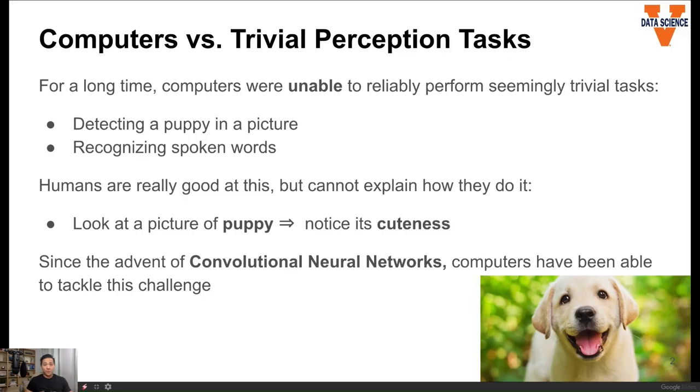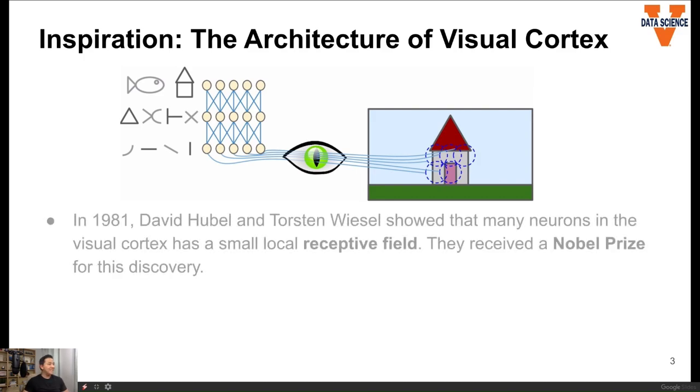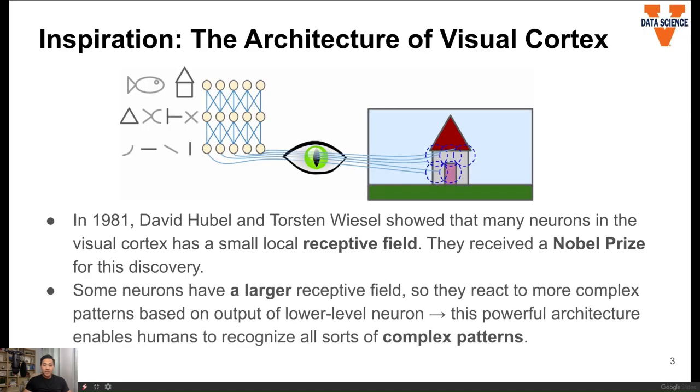Since the advent of convolutional neural networks, computers are now able to tackle this challenge, with a bit of inspiration from the architecture of the human visual cortex. In 1981, David Hubel and Torsten Wiesel showed that neurons in our visual cortex have a small local receptive field. What that means is that our brain recognizes small patches in the image that our eye perceives. For that discovery, they received a Nobel Prize in 1981. In the human brain, some neurons have a larger receptive field and react to more complex patterns based on the output of those lower-level neurons with small local receptive fields. This makes the human brain a powerful architecture that enables humans to recognize all sorts of complex patterns.